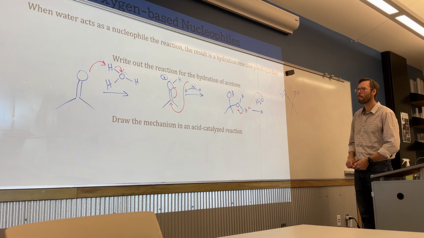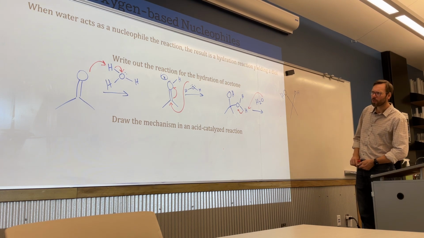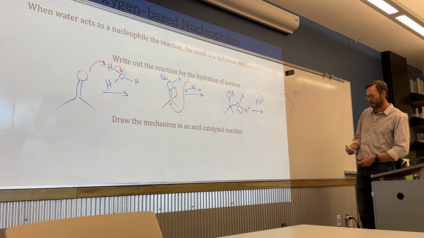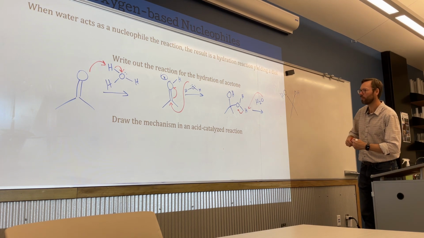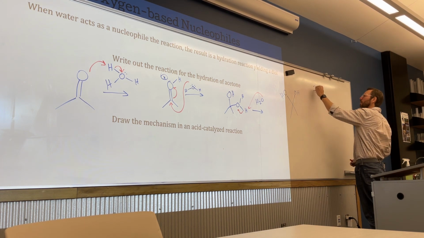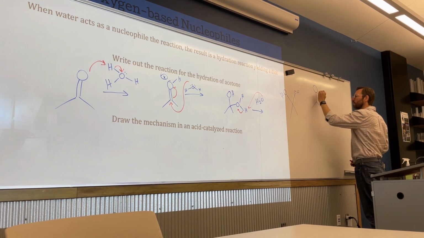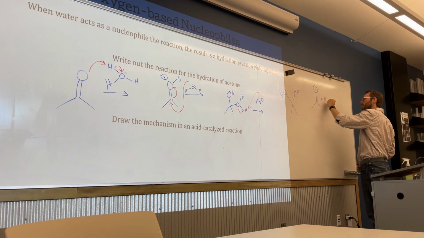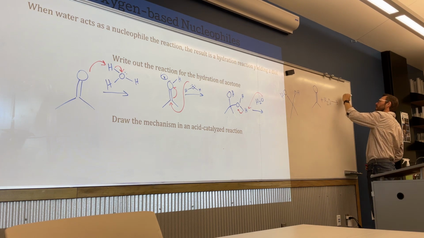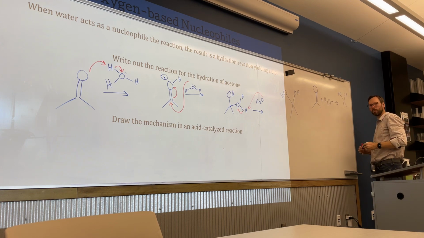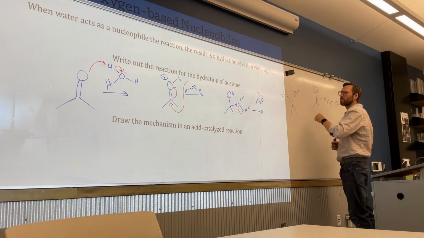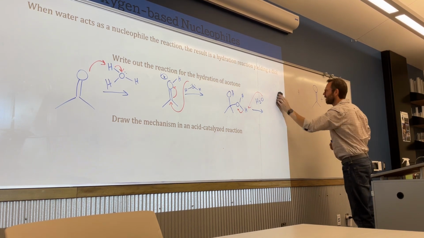All right. So I guess, write out the reaction, and then write out the mechanism. I kind of just did the mechanism, but the reaction would be our acetone plus water gives us the diol. Okay, cool. Can I erase? Got it.